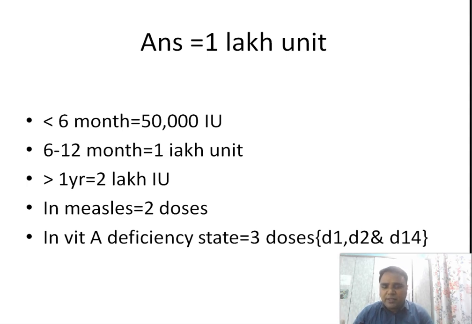In measles, we generally give 2 doses in order to prevent complications, and whenever there is a vitamin A deficiency state, then vitamin A should be given in 3 doses: day 1, day 2 and day 14.